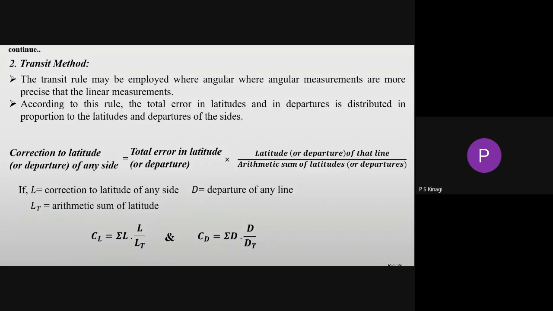On these two methods, I will solve only one problem. We will solve the same problem with Bowditch's rule as well as the transit method in the next class. So you must remember these four formulas with respect to Bowditch's rule as well as the transit rule.